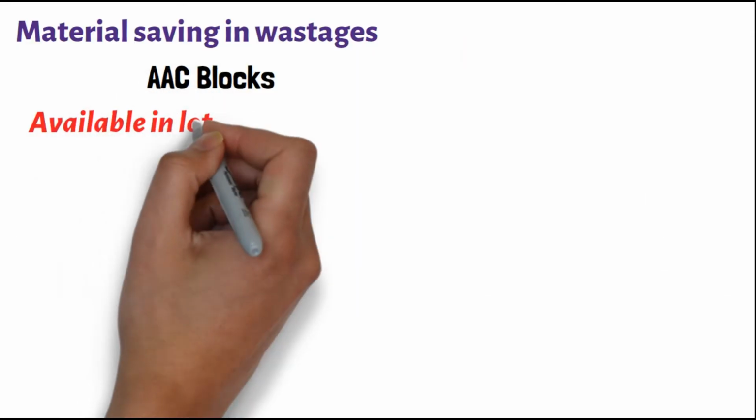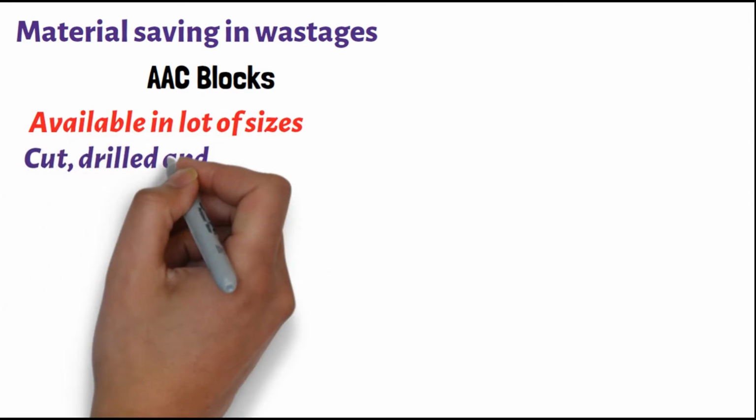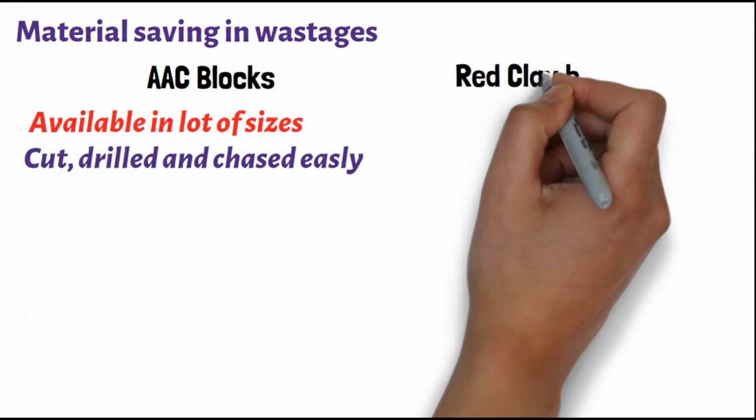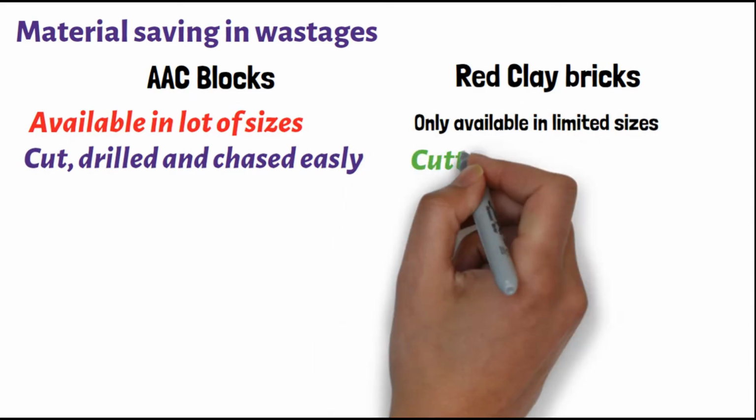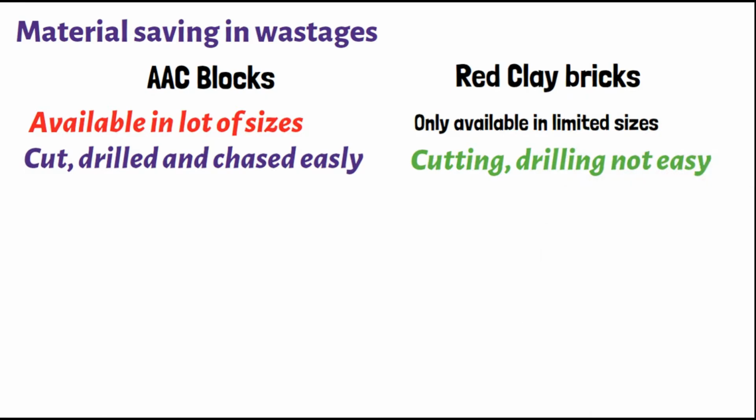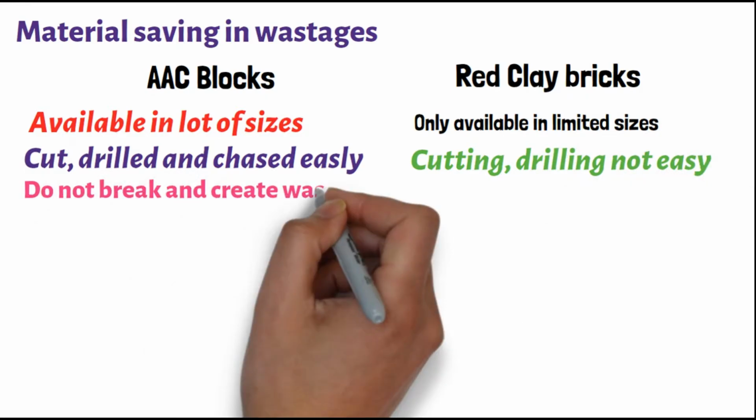Next item is material saving in wastages. AAC blocks are available in a lot of sizes and can be cut, drilled and chased easily. Bricks are available in limited sizes. Cutting, drilling, etc. is not easy.